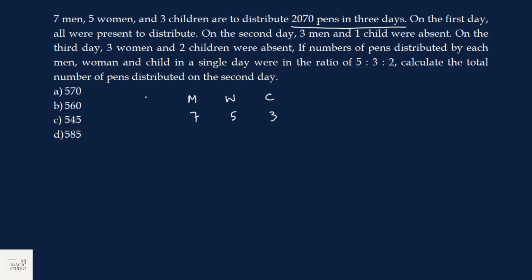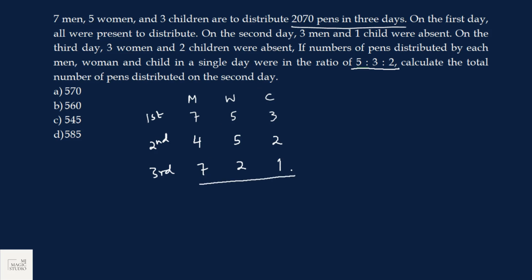On the first day, all were present to distribute. On the second day, 3 men and 1 child were absent. 3 men absent means 4 men were present, 2 children were present, and 5 women. On the third day, 3 women and 2 children were absent, so 2 women, 1 child and 7 men were present. If the number of pens distributed by each man, woman and child in a single day are in the ratio 5:3:2, calculate the total number of pens distributed on the second day.